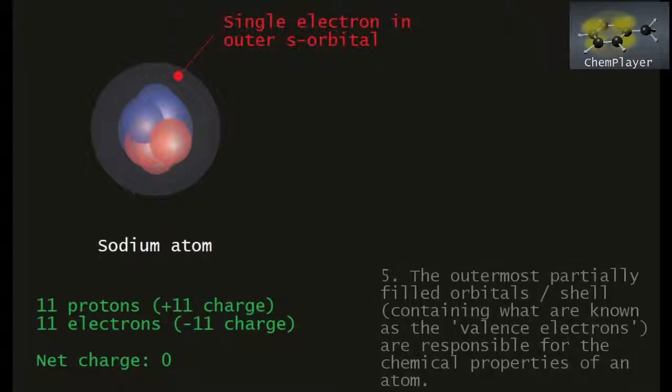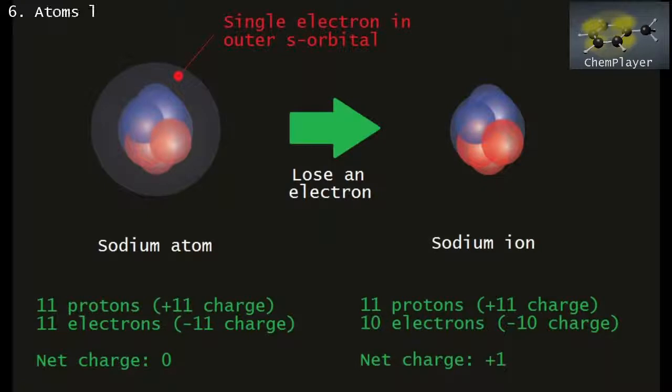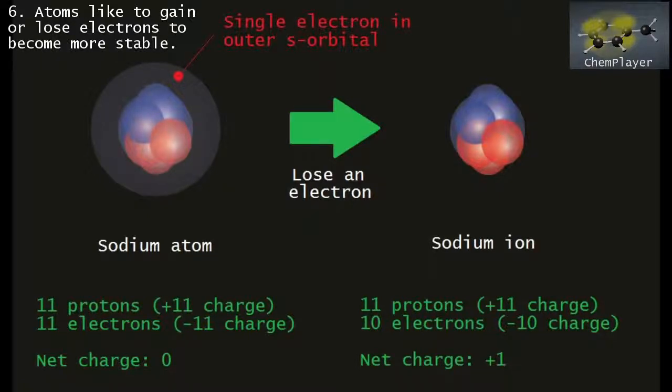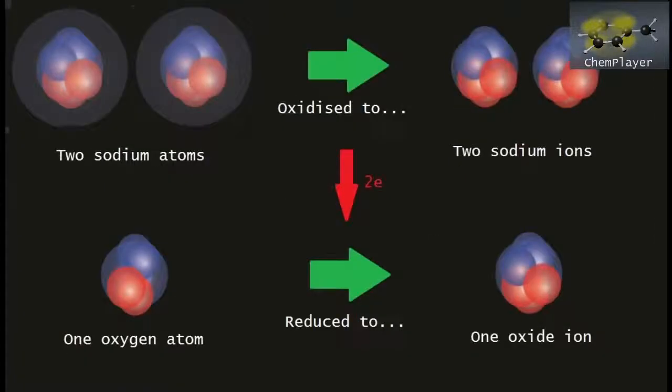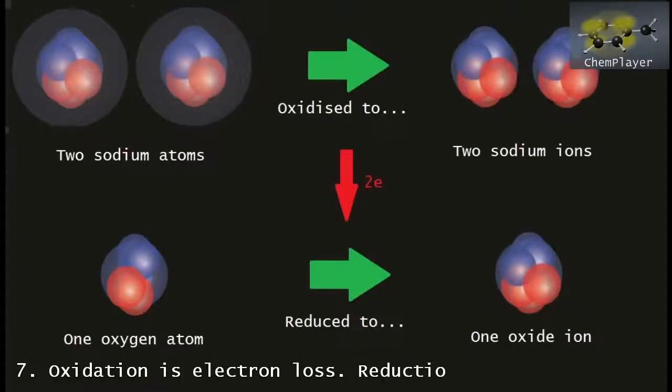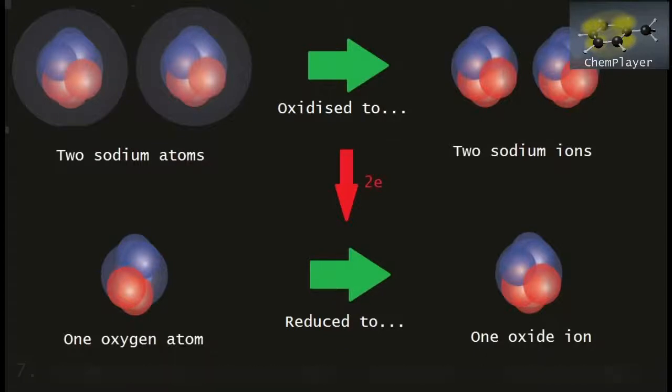5. The outer orbitals which are partially filled with electrons are the ones which determine the chemical behavior of an atom. 6. Atoms like to find a way to either lose or gain electrons in order to create a more stable full shell system. 7. The process of losing electrons is called oxidation. The process of gaining electrons is called reduction.